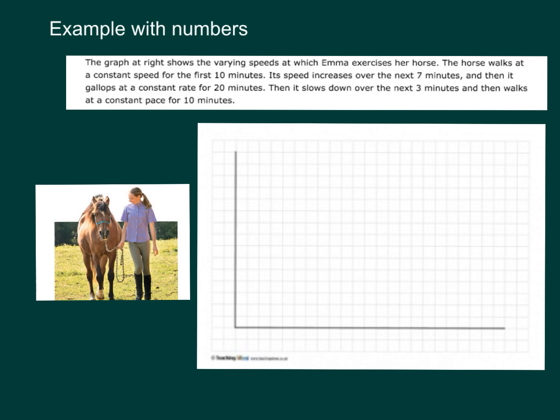Now that we've seen a bunch of graphs, let's take our turn in making one. We're going to graph Emma's speed at which she exercises her horse. Now, first, we have to set up our axes. So, our x-axis will be labeled with time. And the y-axis will be speed.